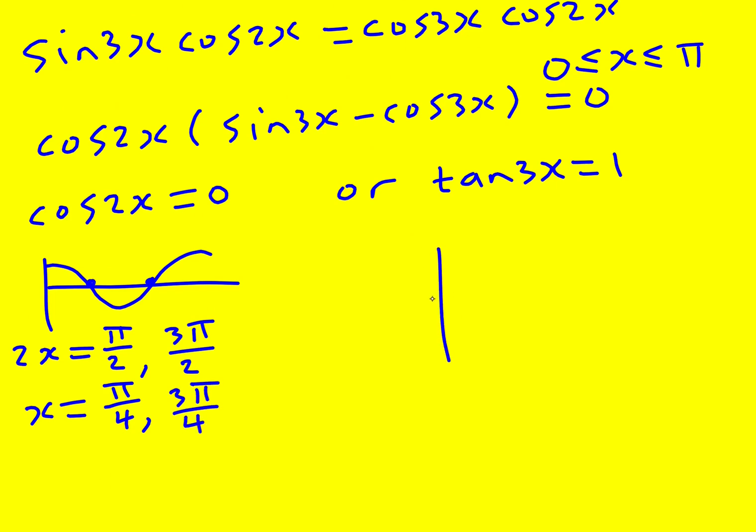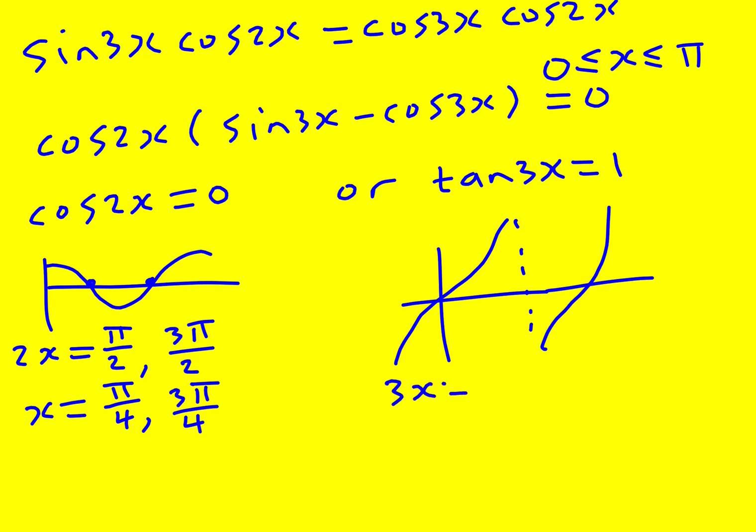And then for tan 3x equals 1. Now we're going to be going between 0 and 3 pi. So we might extend into this part. So 3x will equal pi over 4. That's when you get tan equal to 1. But then remember, it's periodic with a period of pi, so we could also get 5 pi over 4, or if we add pi again, 9 pi over 4. That's going to be it.